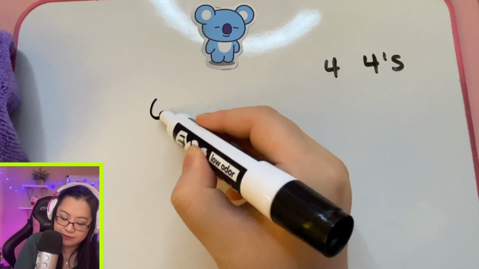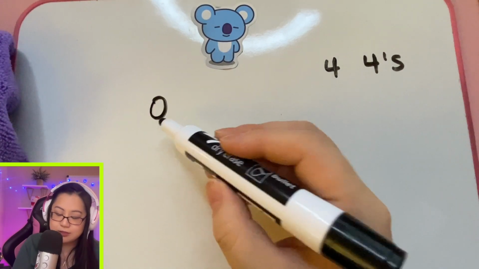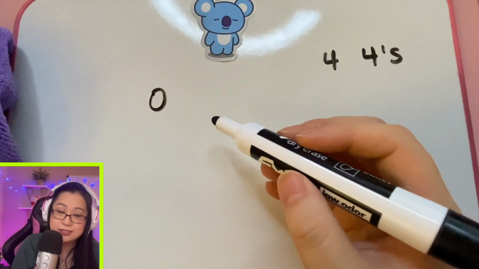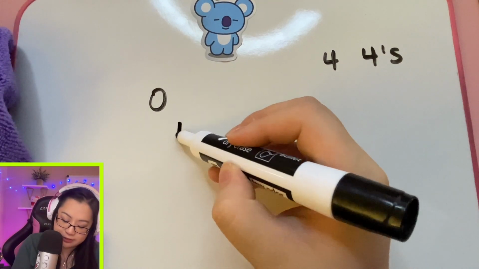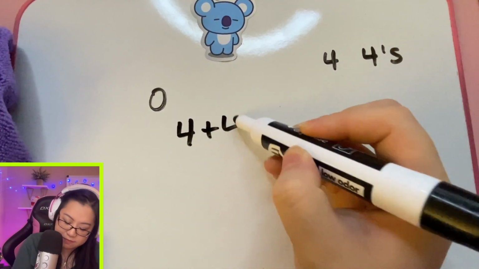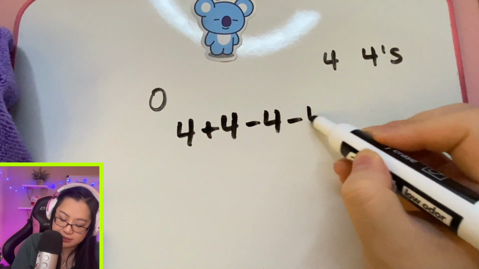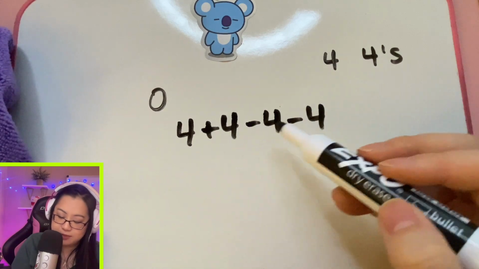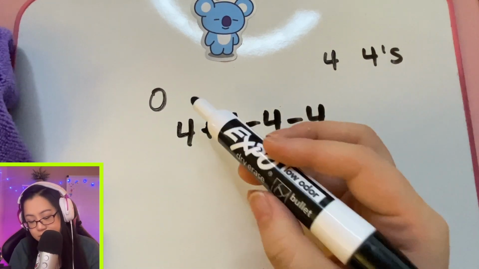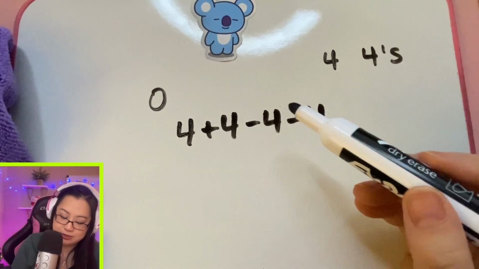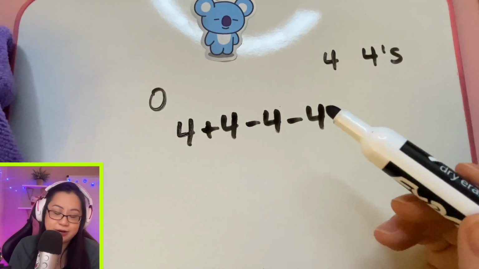So just to give you an idea of what we're doing here. For 0, we need exactly 4 4s. So we can do 4 plus 4, which is 8, minus 4, which is 4, minus 4. So 8 minus 4 is 4, minus another 4 gives you 0. So that's one example of 0.